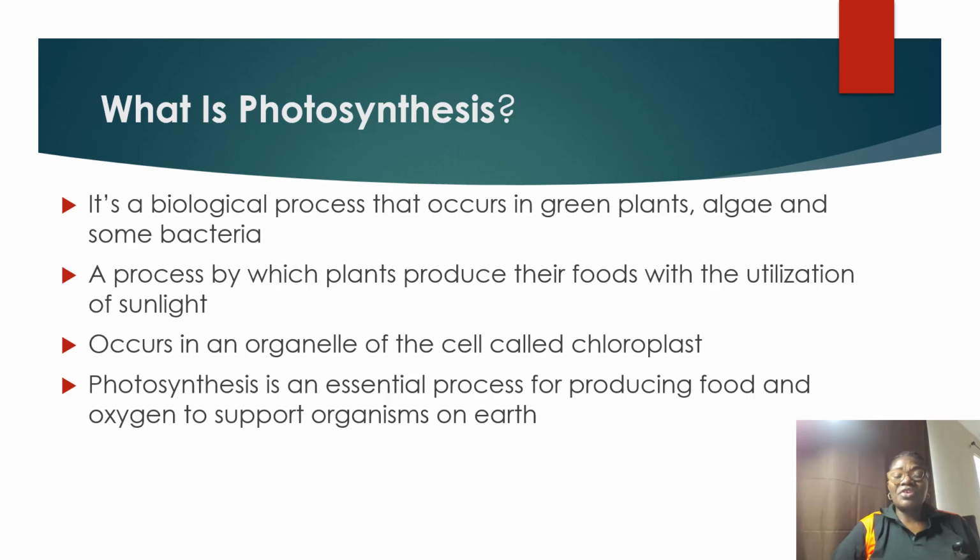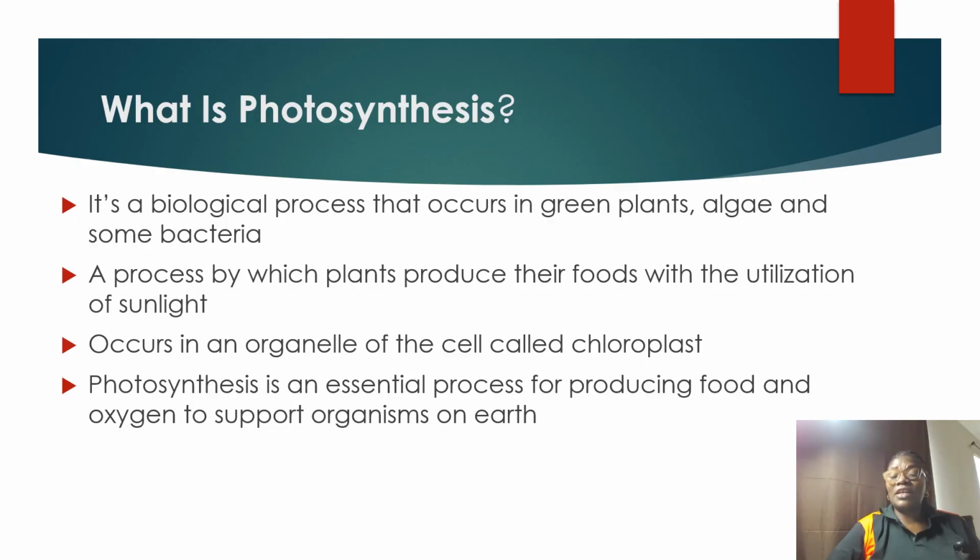And the pigment that makes that particular organelle green in color is what we refer to as chloroplast. So invariably we're saying that photosynthesis takes place in organisms that have chloroplast. With the chloroplast, those organisms are able to tap energy from sunlight and use it to manufacture or produce their own food.